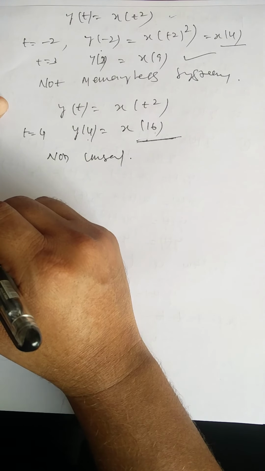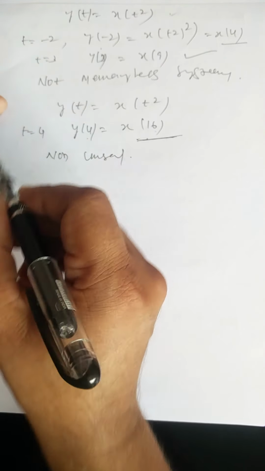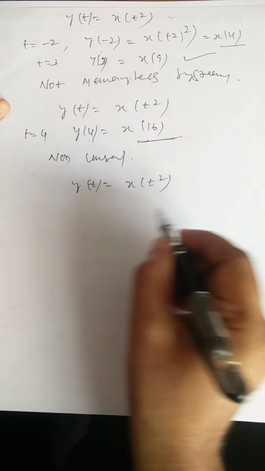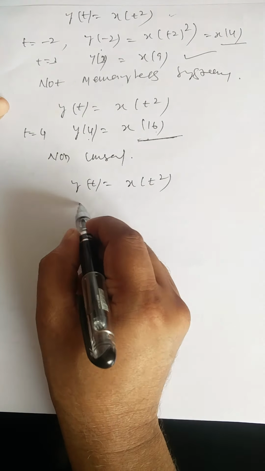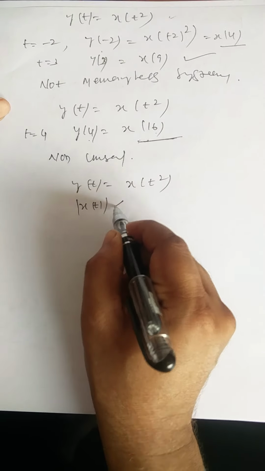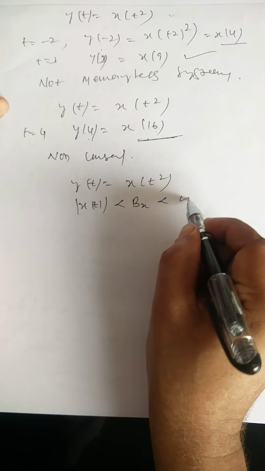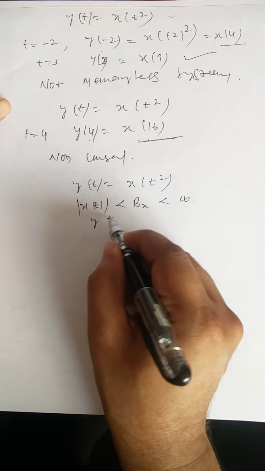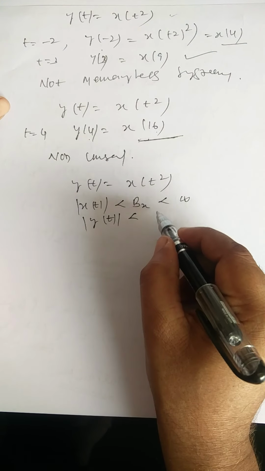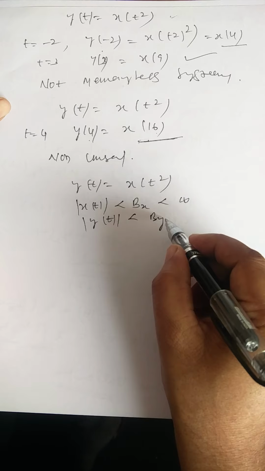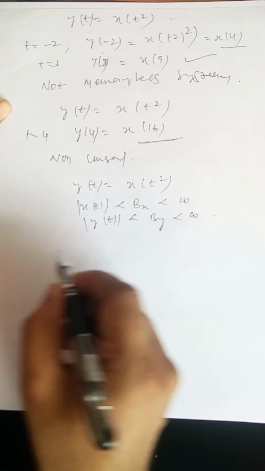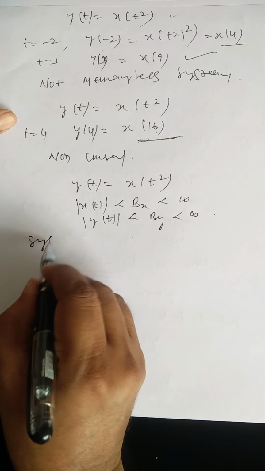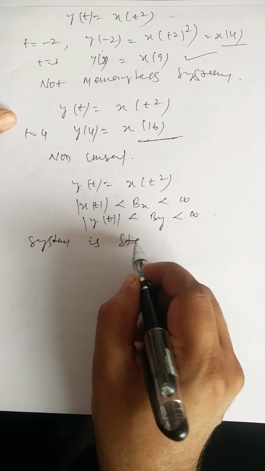Next, stability. Here the system is stable because the question is y of t is equal to x of t square. If the input is bounded, okay, if x of t is some value bx that is less than infinity, obviously x of t square is also less than infinity, and y of t is also some other value by, that is a bounded output, less than infinity. Hence, since for a bounded input it gives a bounded output, the system is said to be stable.